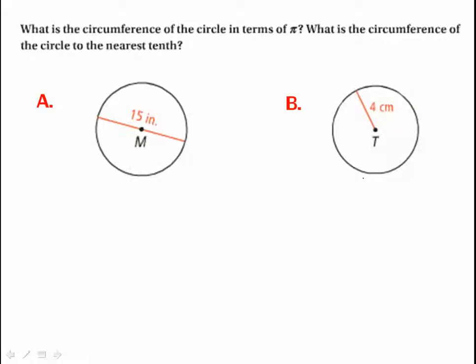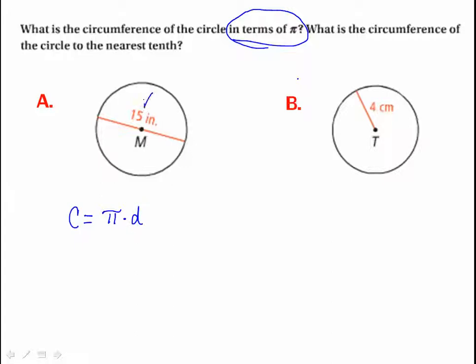Our next problem involves looking at some circles. Notice we're asked to find the circumference of the circle in terms of pi. In terms of pi simply means we're going to leave pi in the answer to the problem, and we're not going to evaluate it. So circumference is found by taking pi times the diameter.